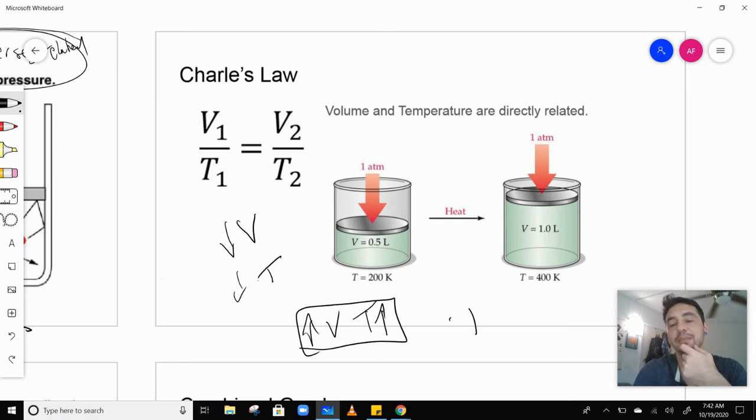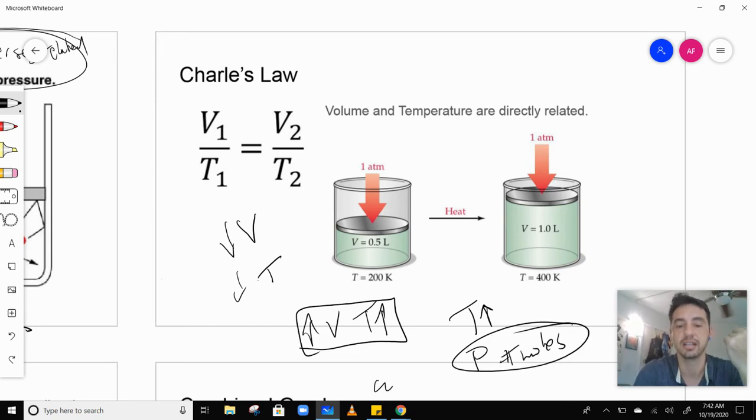So if temperature goes up, what's going to happen if you want to keep the pressure and number of moles the same? So these are constant here. I should state that in the other thing too. So pressure and number of moles are constant here. Okay. As temperature goes up, volume is going to go up. So it's going to expand. It's going to get bigger.